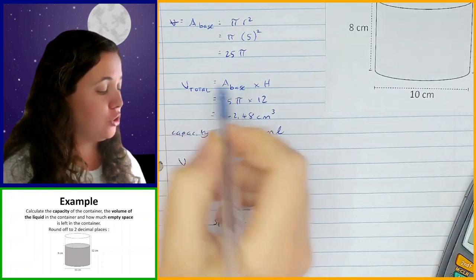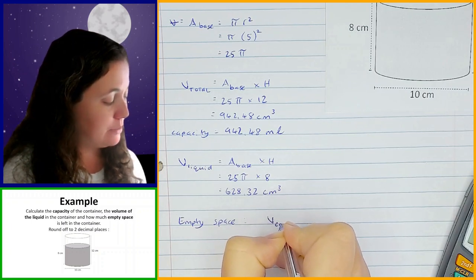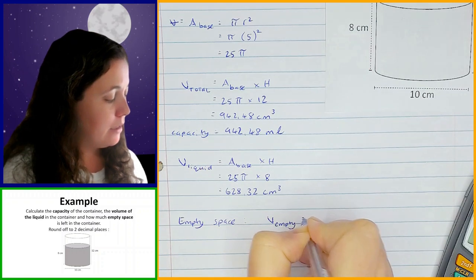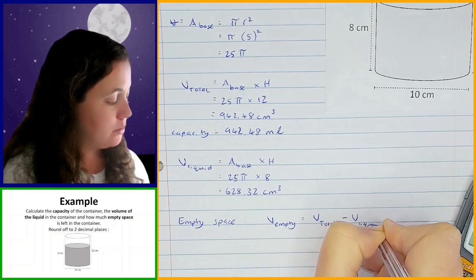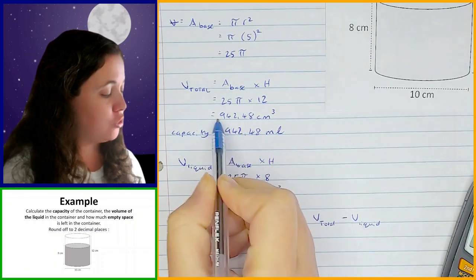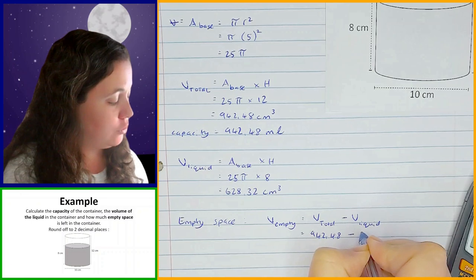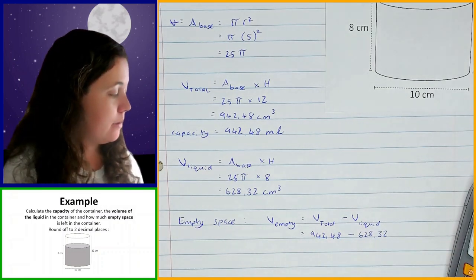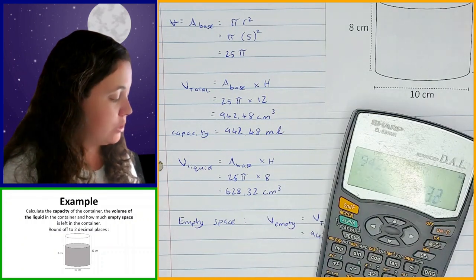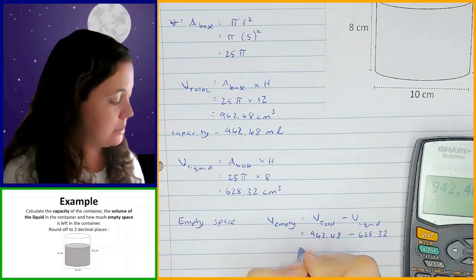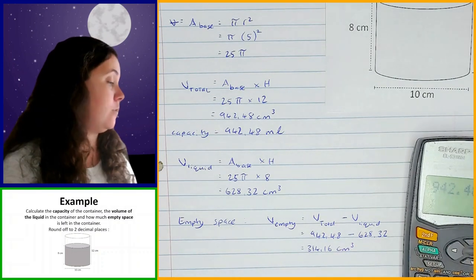I can either take the total volume, which is 942. So this is the volume of the empty space. That's going to be the total minus the volume of the liquid. So that is 942.48 minus 628.32. And that gives us 314.16 centimeters cubed. It is still volume, so it is still centimeters cubed.